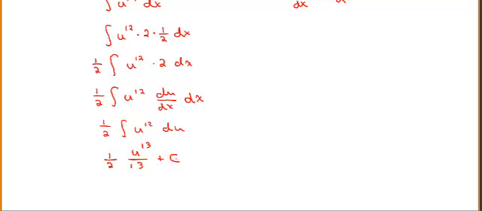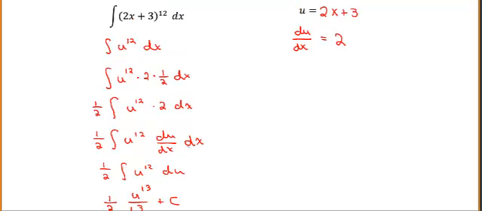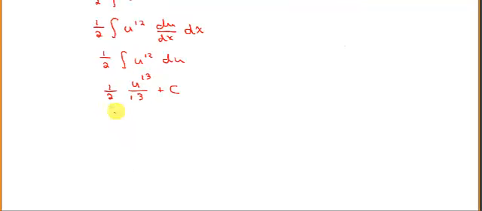over 12 plus 1 plus a constant. And now we just have to remember what u was. u was this 2x plus 3, so this would be 1 over 26 times 2x plus 3 to the 13th plus a constant of integration. And there we have it. Now, I've gone through a lot of steps here, but once we get used to it, we won't have to go through quite this many steps.